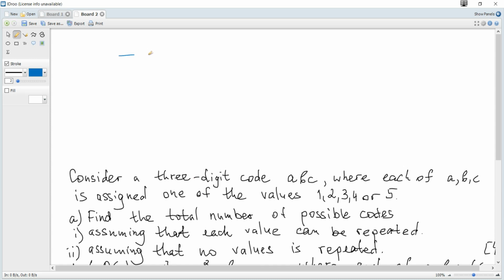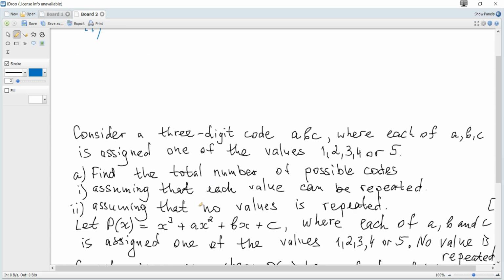So there are 3 places, and if each value can be repeated, at the first place there may be any of these 5 values, so there are 5 variants to be on the first place, and also there are 5 variants, it may be one of these 5 numbers to be on the second place because each value can be repeated, and also there are 5 variants to be at the third place. So there are 5 cubed or 125 variants or codes in total.